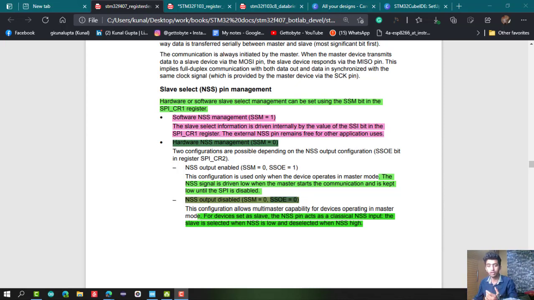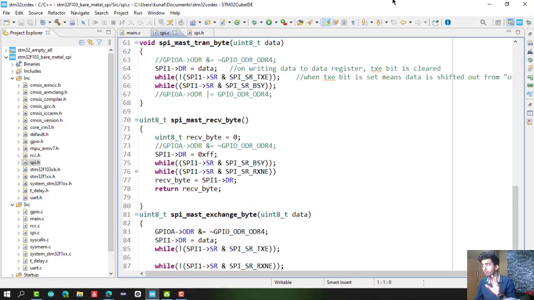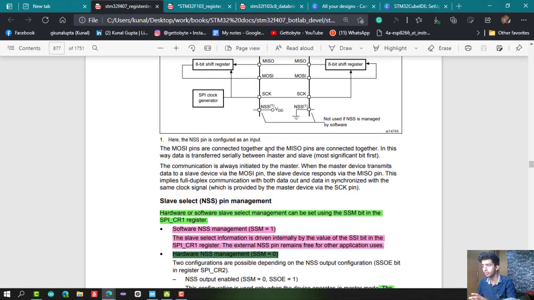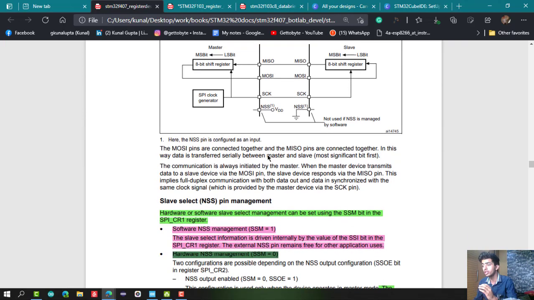Now in the next video, we will start with the embedded C code. I have dedicated one full video to slave select pin management to make it clear to you guys how exactly we configure our NSS pin for our STM32 microcontrollers.